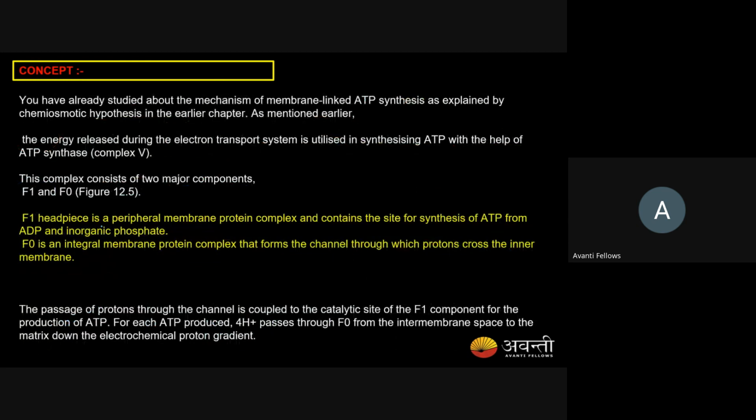You have already studied these. What is F1 here? What is F0? F1 is a peripheral membrane protein complex to which F0 is attached, which is in the integral membrane, through which protons cross the inner membrane. These are some basic points. Okay? And we will note 4H positives. 4H positive will give rise to how many ATP? 2 ATP. This is very clear to all.